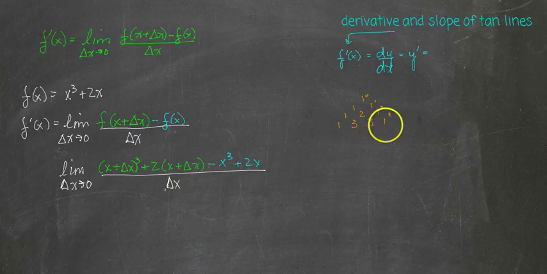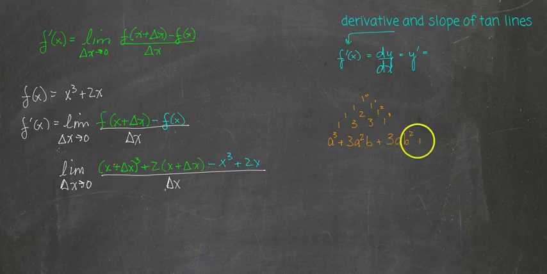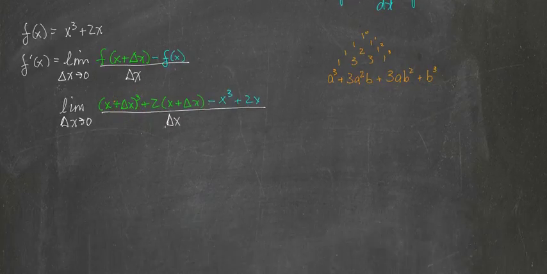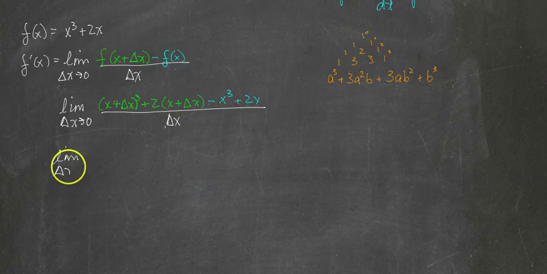This is my favorite method of doing it rather than memorizing. This is the row I want to use for my cubed, and this would be a cubed plus, and we have a plus sign so we don't have to worry about negatives, a cubed plus 3 a squared b plus 3 a b squared plus 1 b cubed. Now if I put it all together with my a's and b's, I should be able to write this out pretty quickly. That would be the limit as delta x approaches 0.